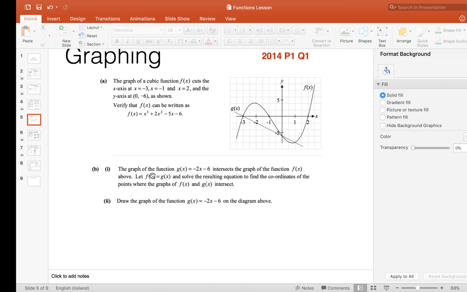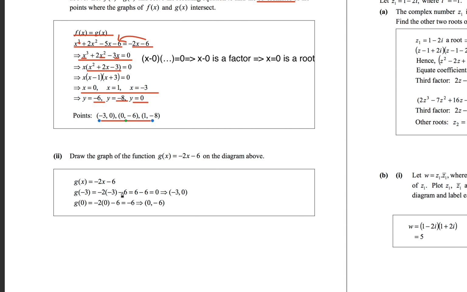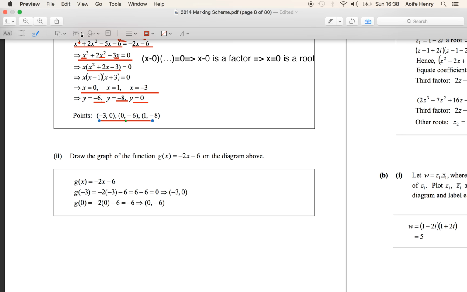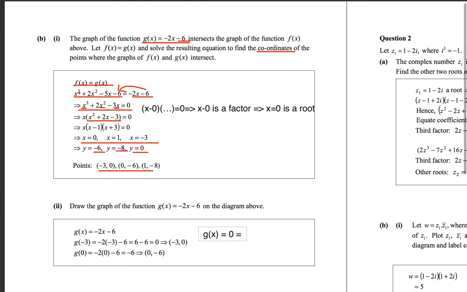Part 2 here, draw the graph. Okay, so the easiest way to draw a linear graph, as we say here, is to find the points where it hits the x-axis and the y-axis. You find where it hits the x-axis by setting y equal to 0. So we'll set y equal to 0, so g of x equal to 0, which is going to be equal to, this is different from the way they do it, but this is the easier way, minus 2x minus 6, and then get the value of x. If we carry the 6 across and divide by 2, you'll get x is equal to negative 3.